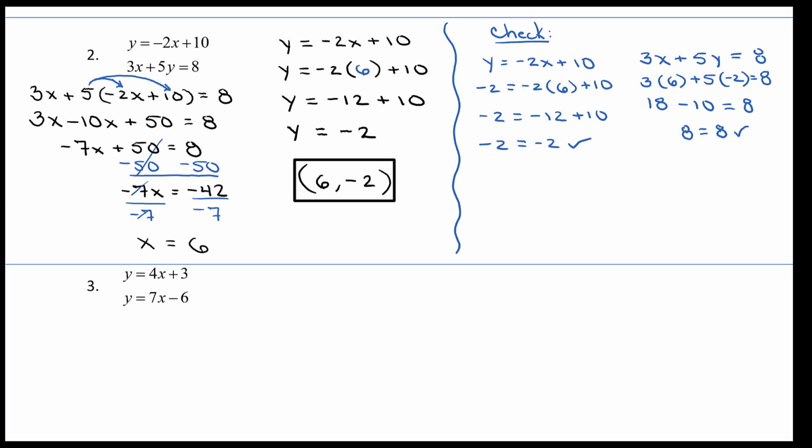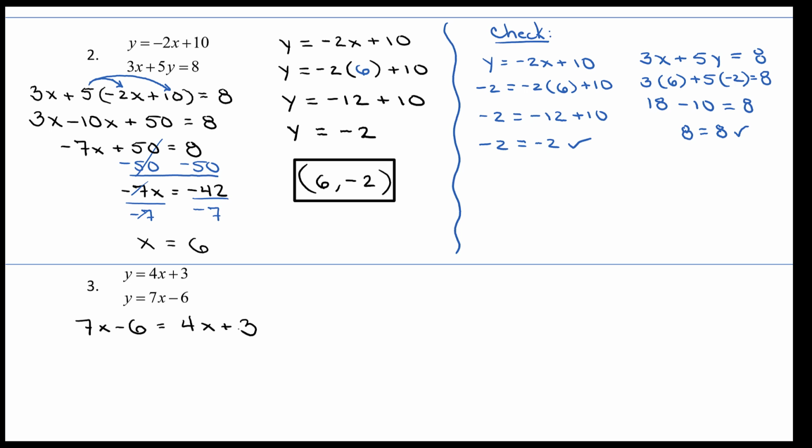Excellent. Let's go ahead and move on to number 3. Problem number 3 says y equals 4x plus 3 and y equals 7x minus 6. Notice how they both are already solved for y. So all we have to do is set these two expressions equal to each other. So I'm just going to go ahead and write 7x minus 6 equals 4x plus 3.